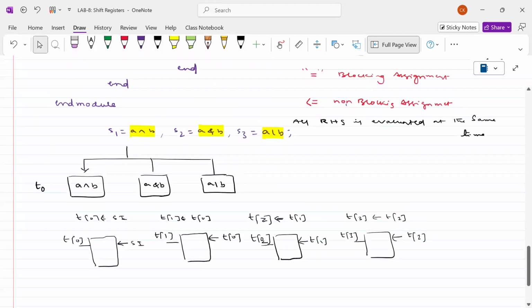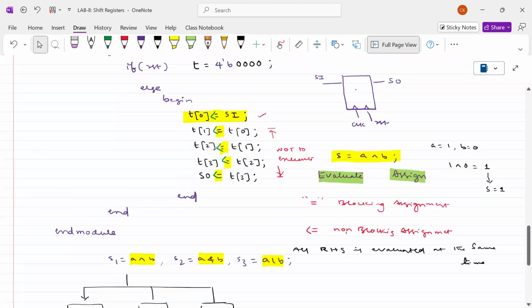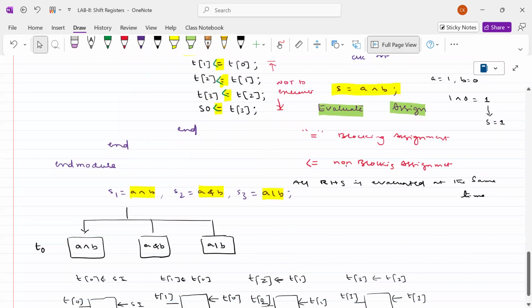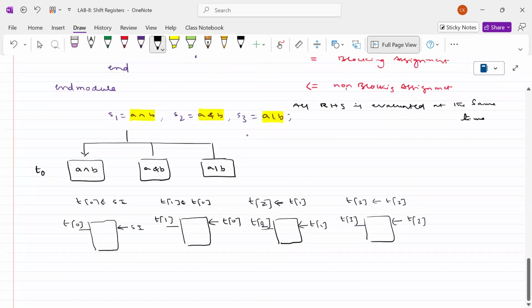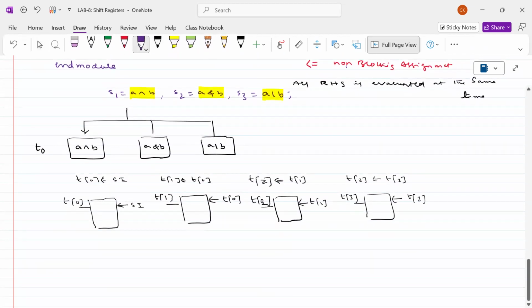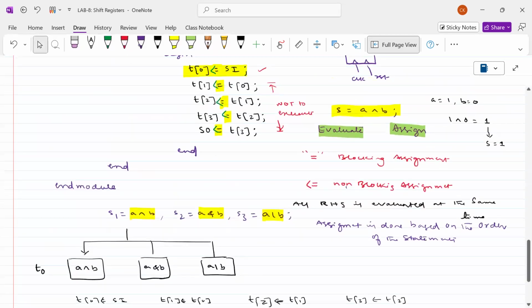So therefore, you understand the concept of blocking and non-blocking statements. All the RHS are evaluated at the same time and assignment is done based on the order of the statements. Hopefully you got this point of blocking and non-blocking, right?